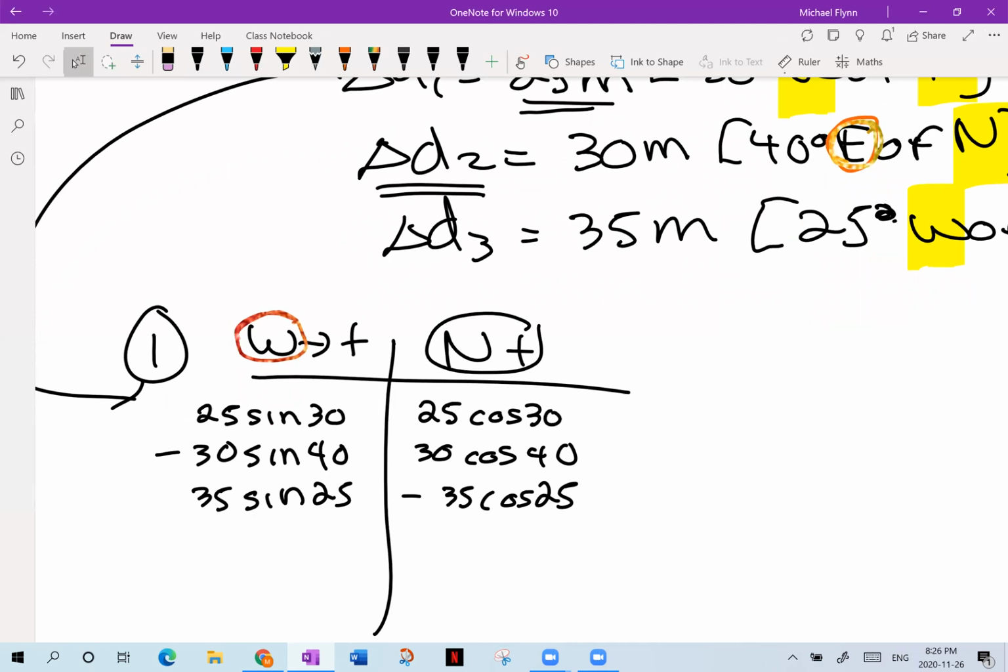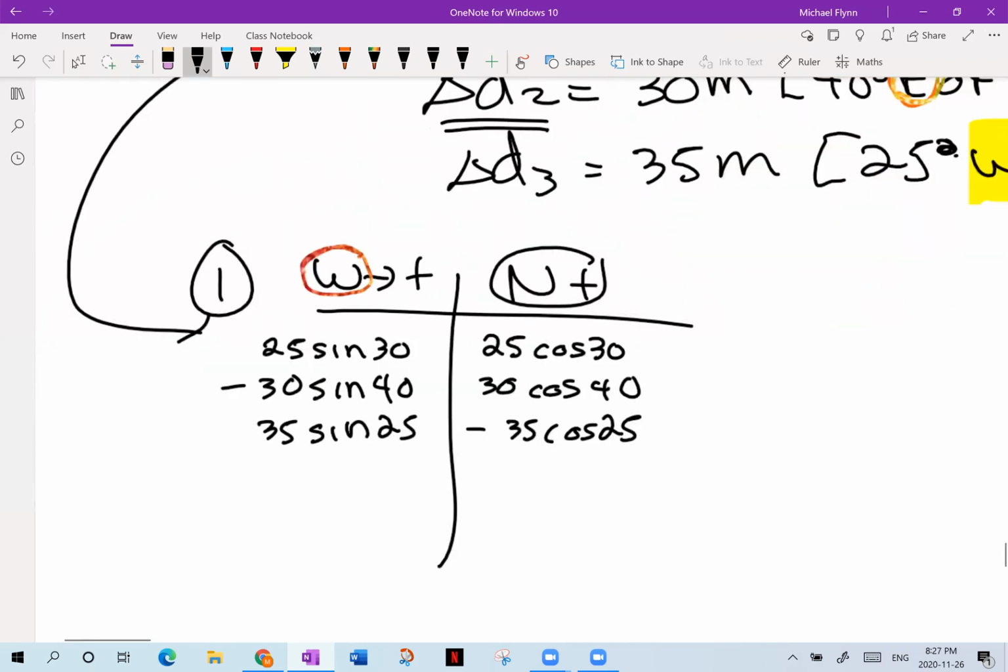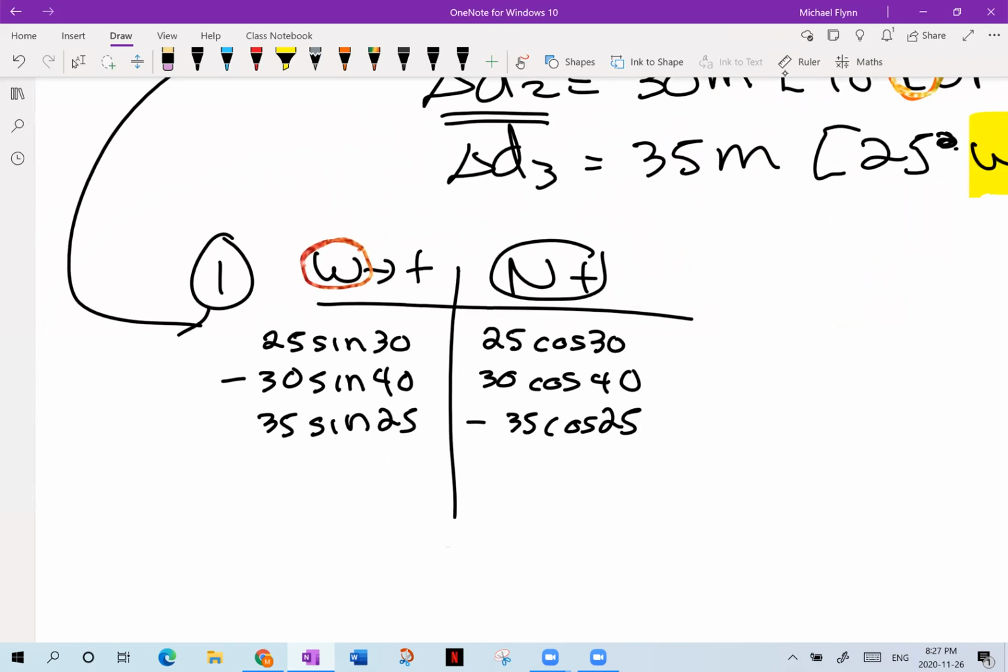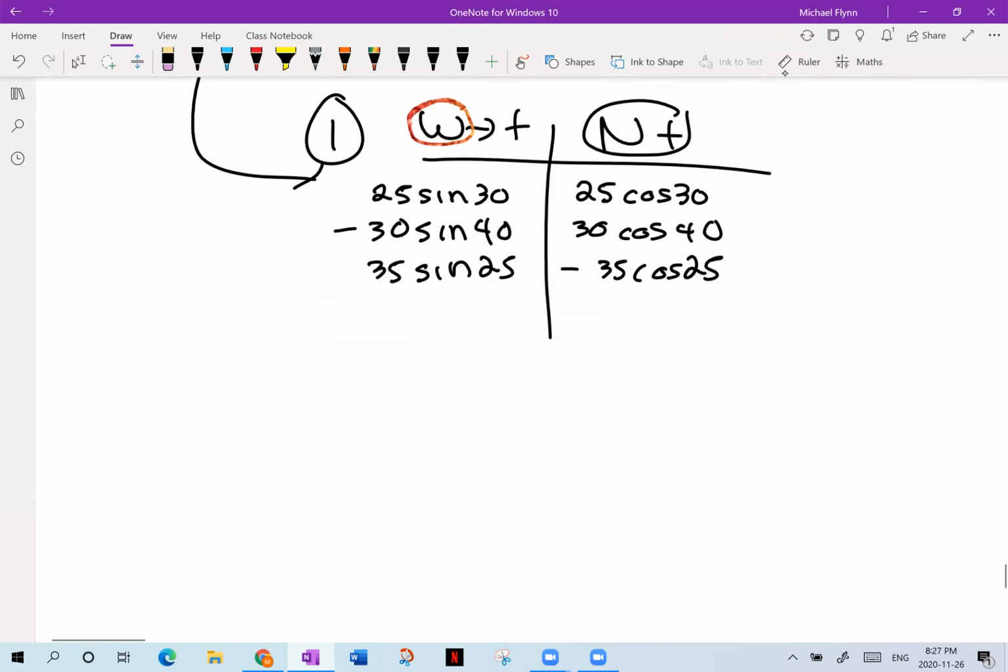It just depends on the order that they're worded in. So for example, if I said 30 degrees north of west, that's a valid direction, then north would go with sine instead of cos. So it just depends on the order, so you can ignore the little coincidence there. All right, so now that we have these totals here, we move to step 2.